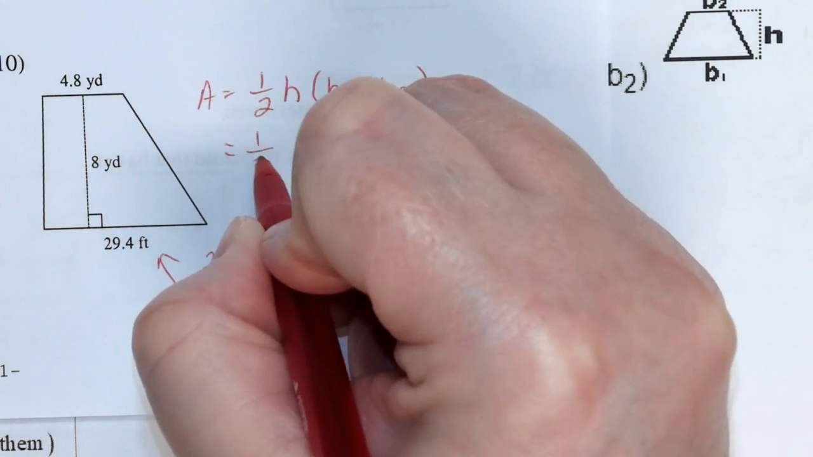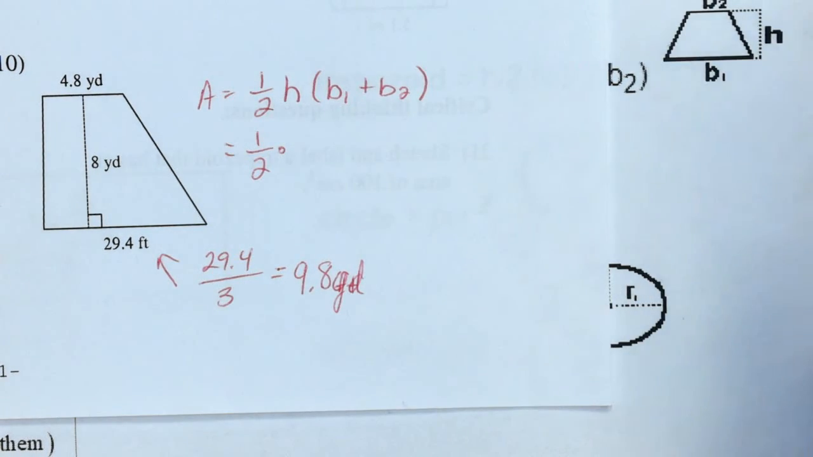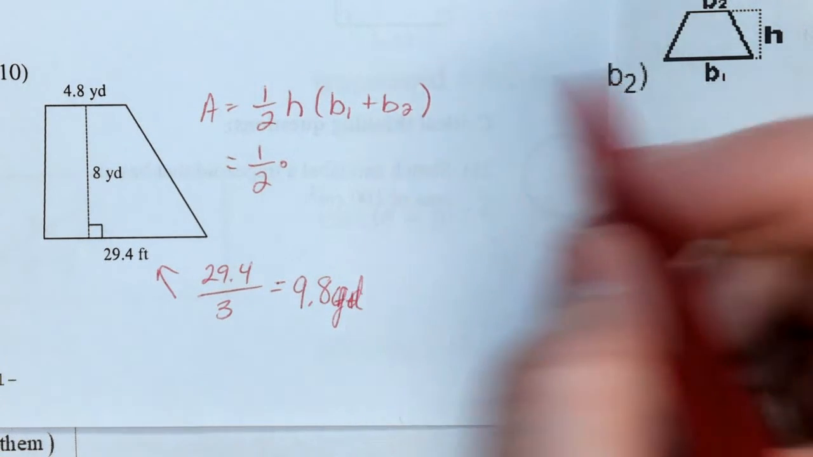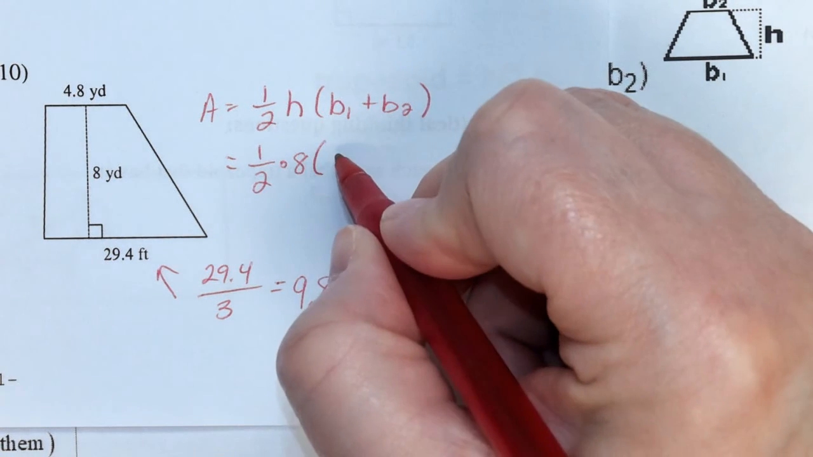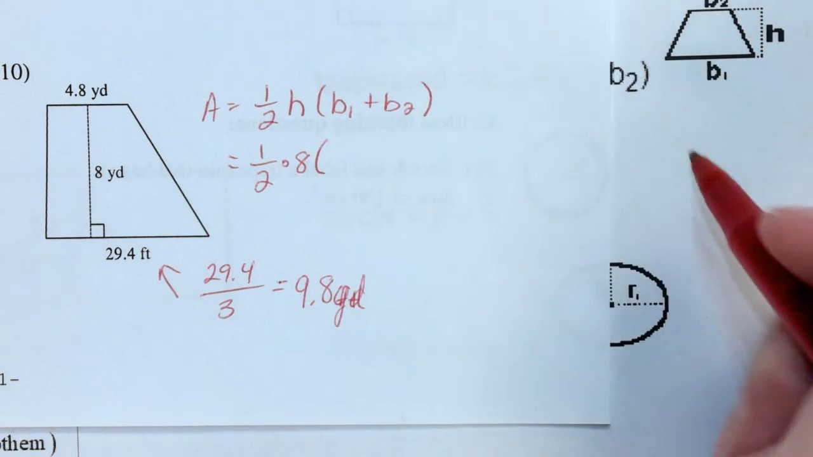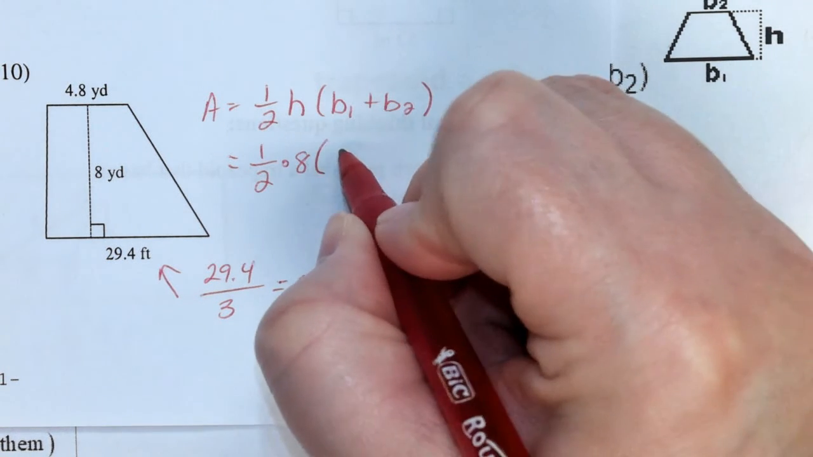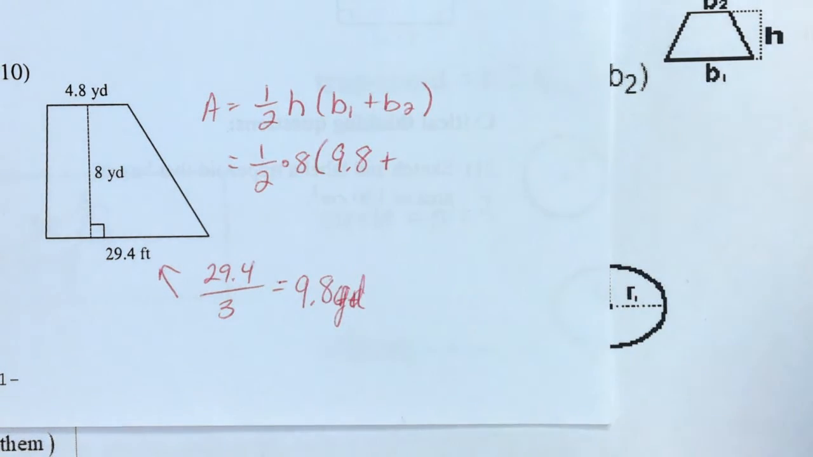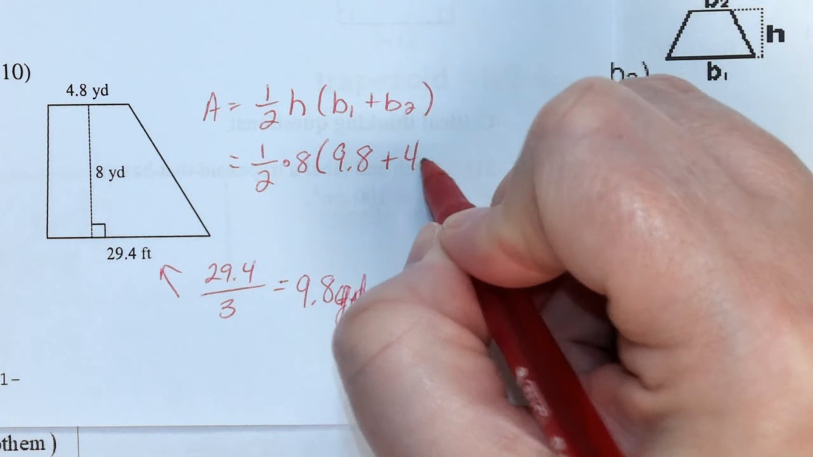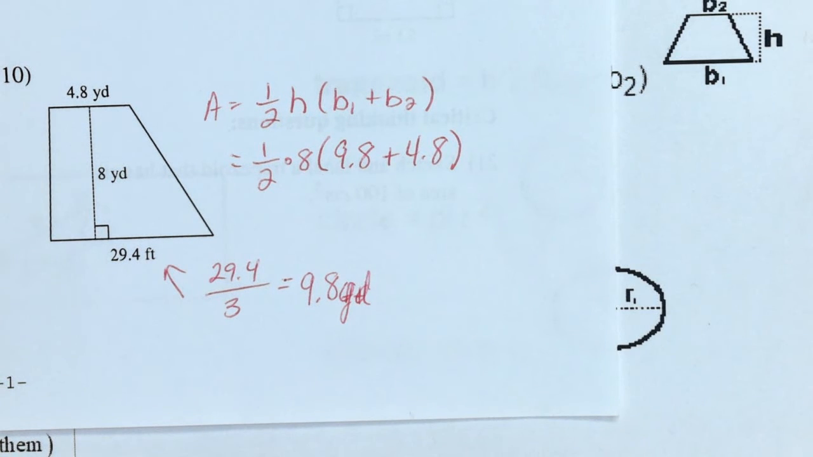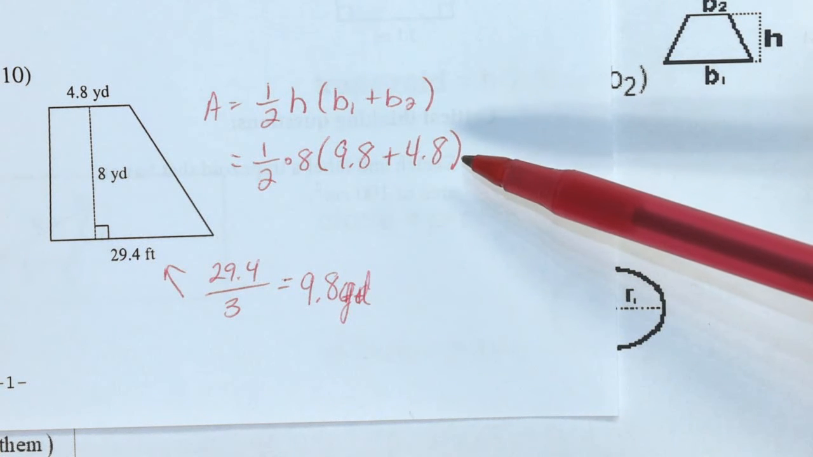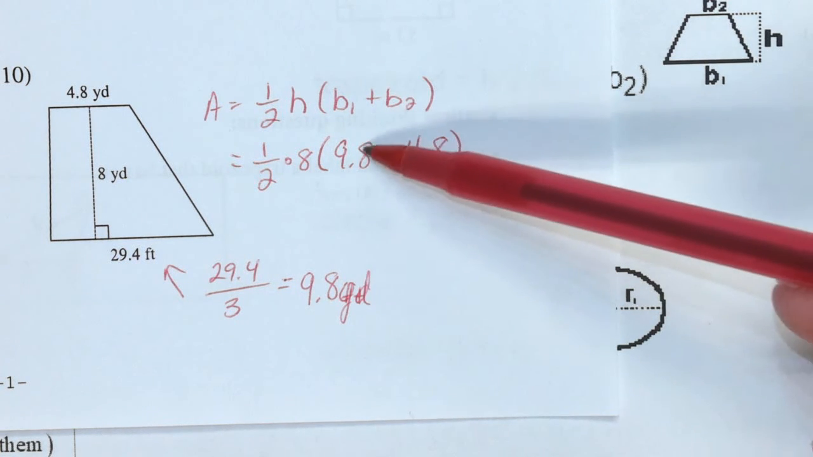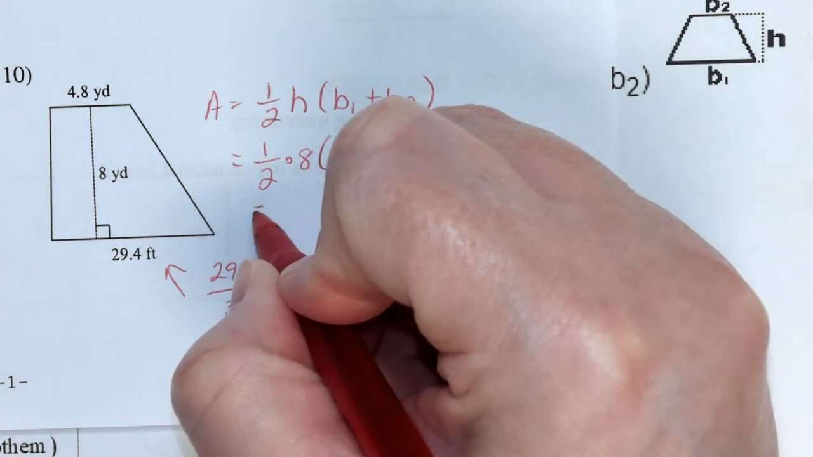So what is the height? 8. And then what's the first base? Base 1. 9.8. Okay, so what's the second base? 4.8. So remember I said order of operations, make sure you add first, because it's in the parentheses. And PEMDAS, P is first. So what's 9.8 plus 4.8?